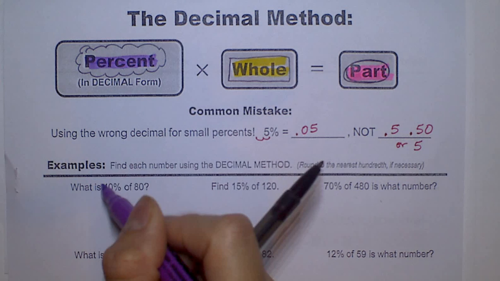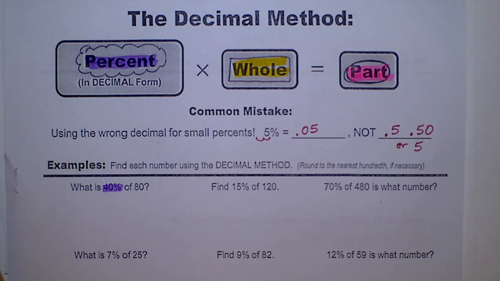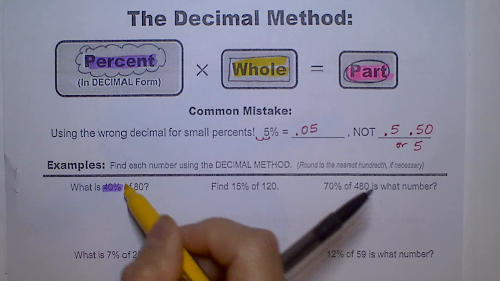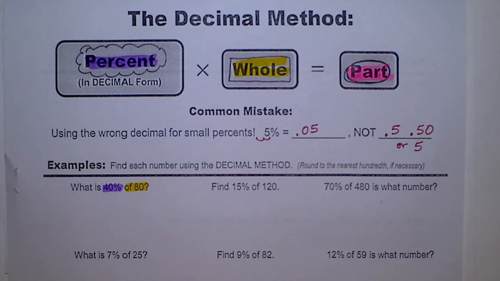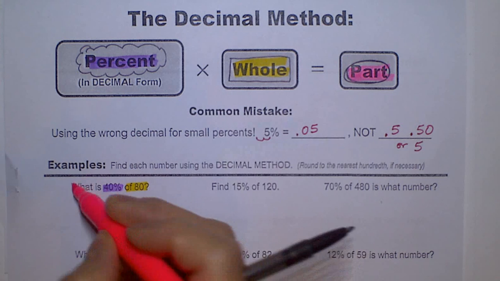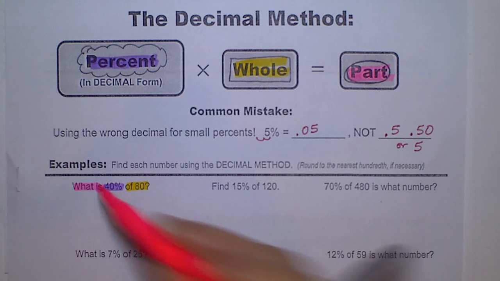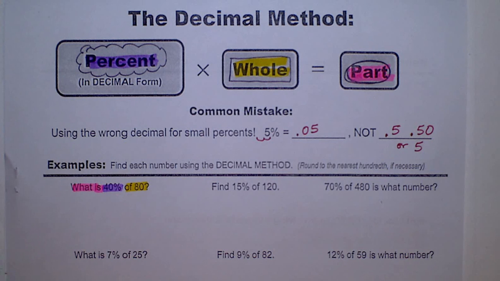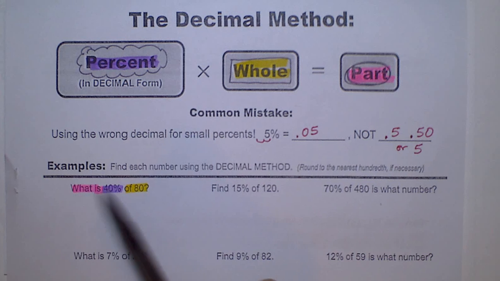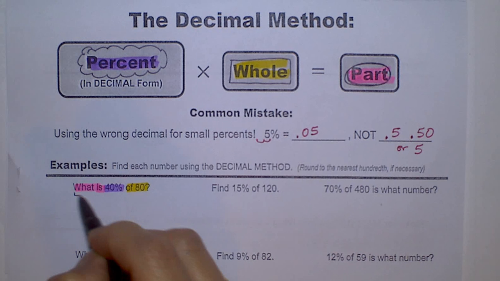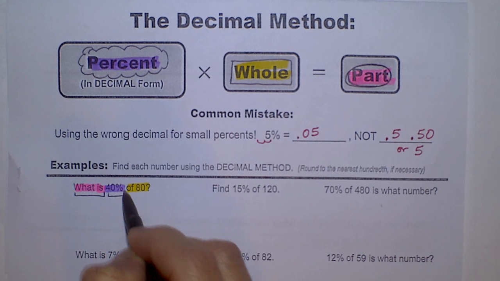So right away I'm going to highlight my 40% of 80, and then at the beginning it said what is. So what is 40% of 80? Now we're going to look at this more as breaking this down into an equation. So I have this part, I have this part, and I have this part.